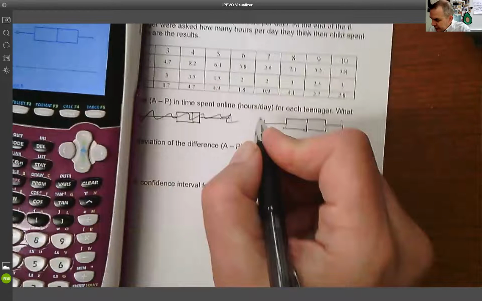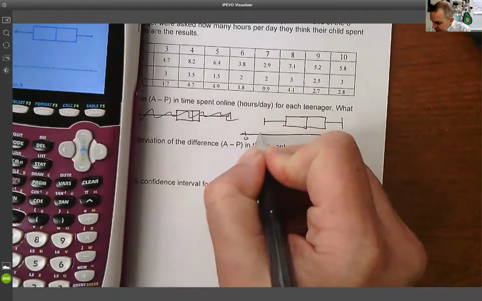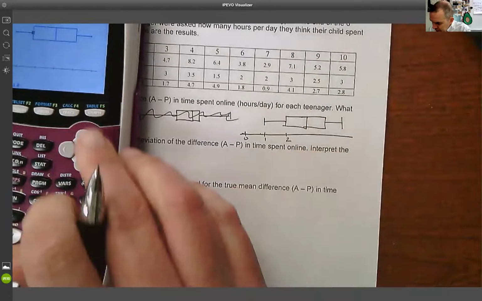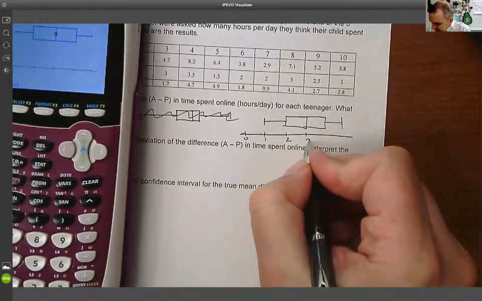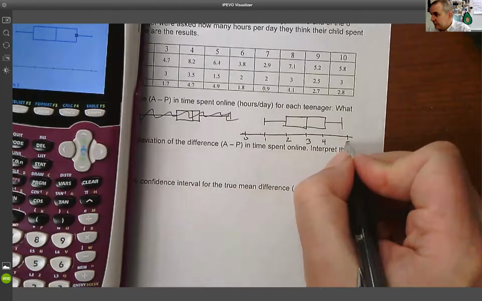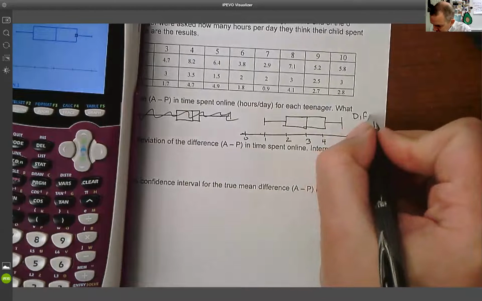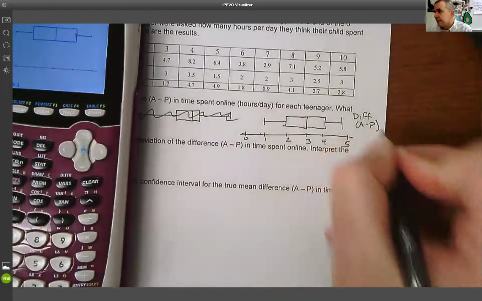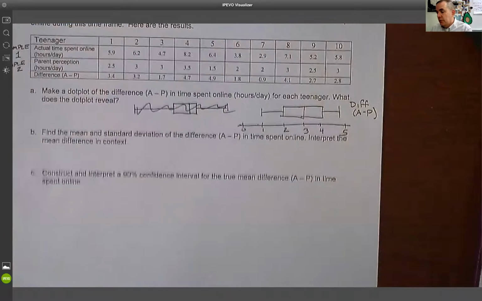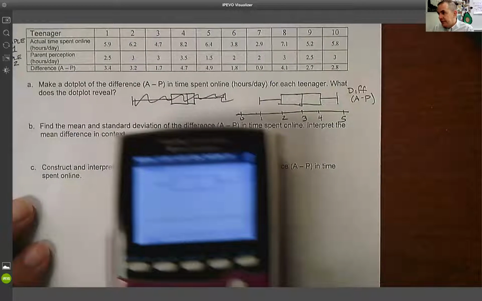So what I'm actually going to do is mark my number line 0, 1, 2, 3, 4, 5. So that's how I'm going to label. I'm going to label this right here, and this is actually the difference, A minus P. And I'm going to say there's no strong skew. There's no outliers.